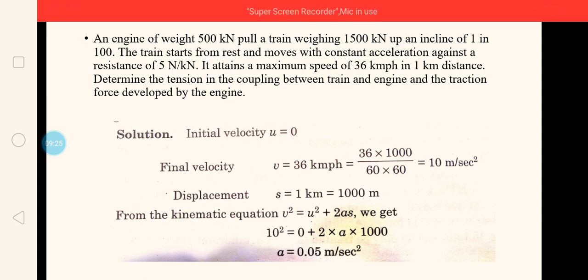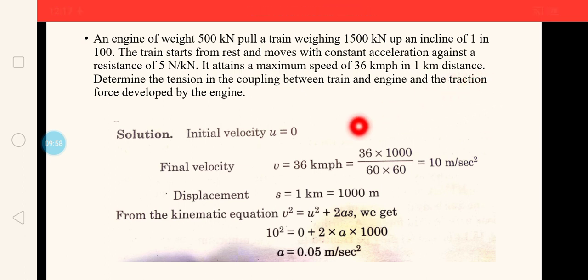Up an incline of 1 in 100. That term is very important. So the engine is pulling the bogies up an incline. The train is moving upward, up an incline of 1 in 100. What 1 in 100 actually means is, if there is 100 meter horizontal distance, then there will be 1 meter in the upward direction. If 200 meter horizontal, 2 meter upward. So you can draw a triangle with 100 meter horizontal and 1 meter vertical.